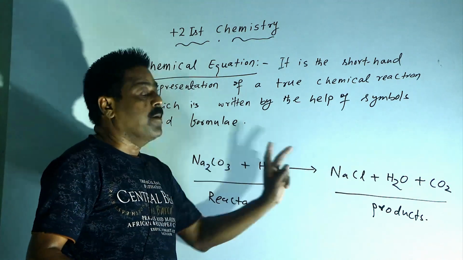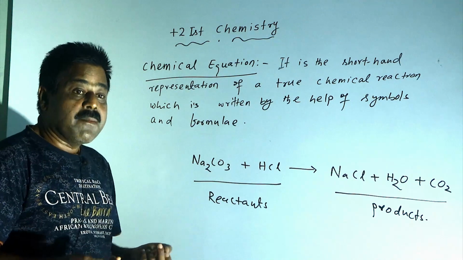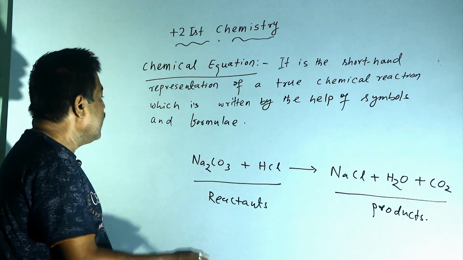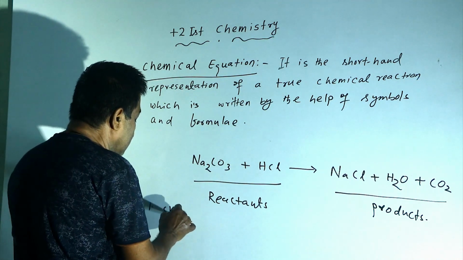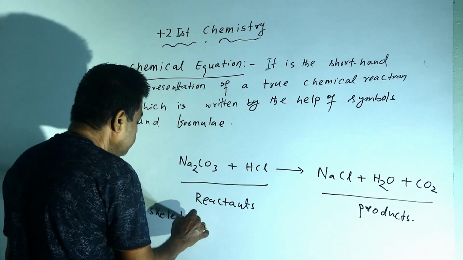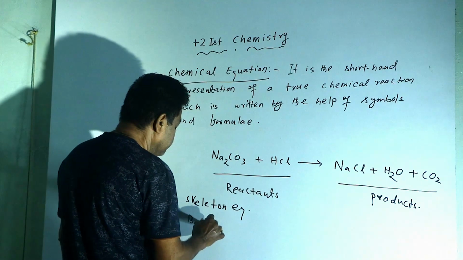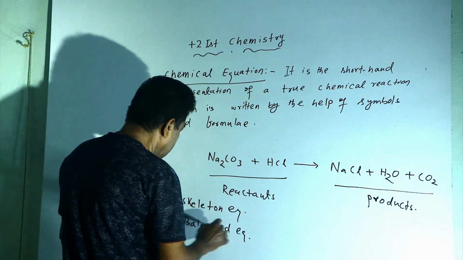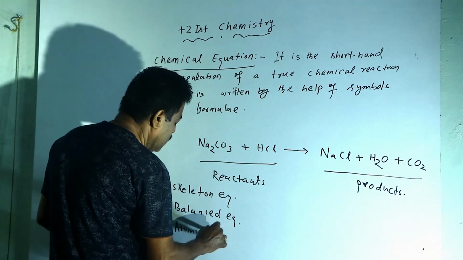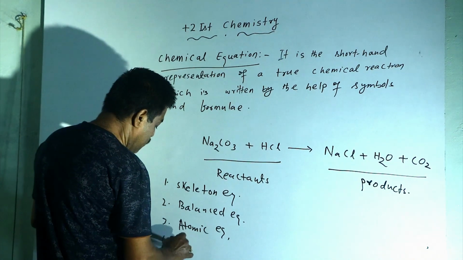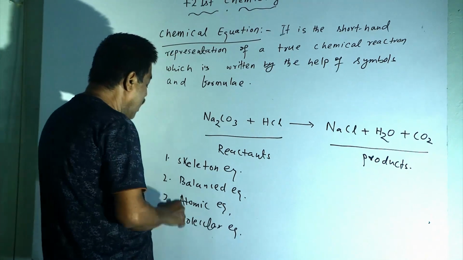So they are not the same number. When we equalize these two, then that equation becomes a balanced chemical equation. So here the types of chemical equation are: number 1, skeleton equation; number 2, balanced equation; number 3, atomic equation; number 4, molecular equation. So now let us discuss one by one.